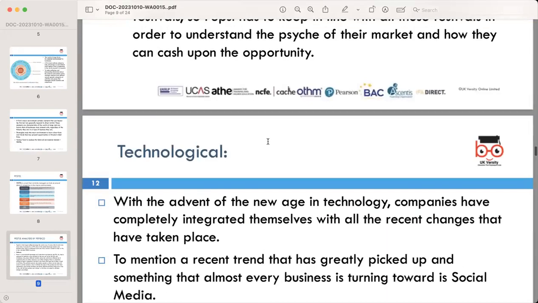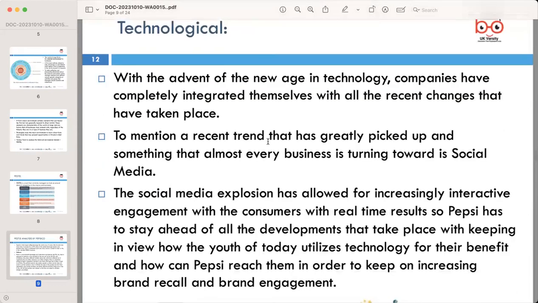Okay, so next one is technological factors. With the advent of the new age in technology, companies have completely integrated themselves with all the recent changes that have taken place.